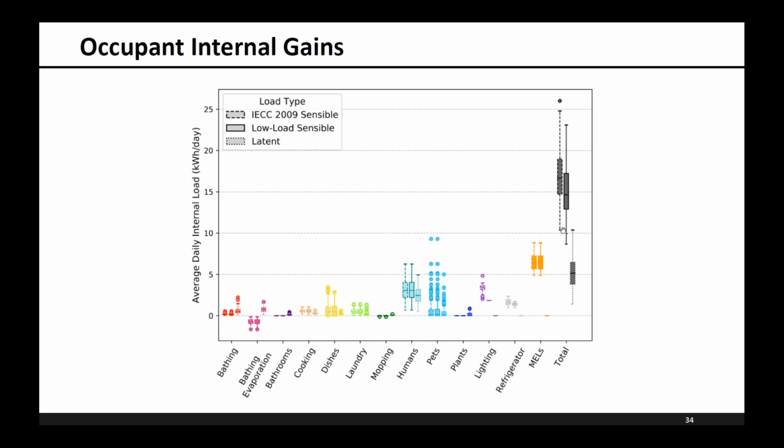So as you can see, for the 1 to 6 occupants we looked at, we have a pretty large range in internal loads, both sensible and latent, due to the variation in occupant number and occupant behavior.